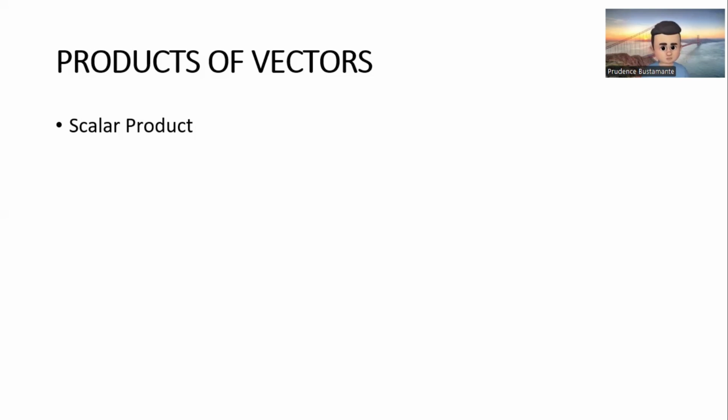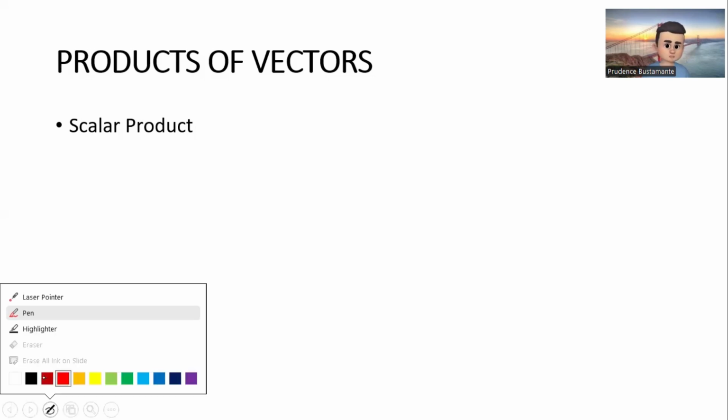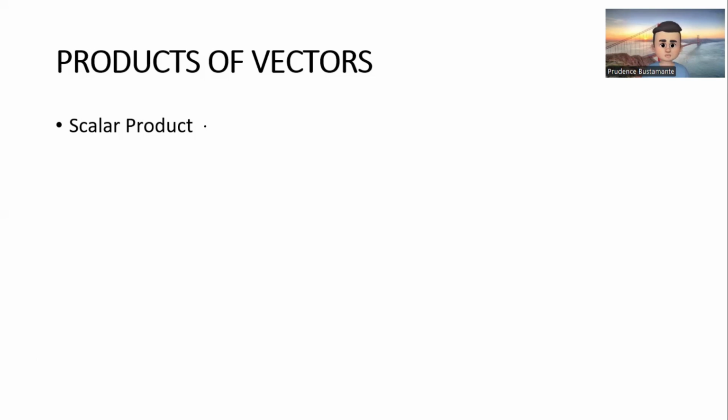What is a scalar product of two vectors? The scalar product is also known as the dot product. Suppose we have two vectors. This is our vector A, and this is our vector B.